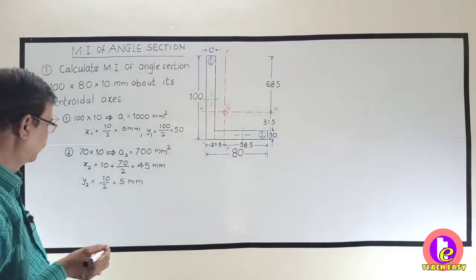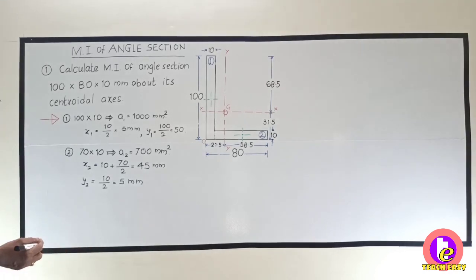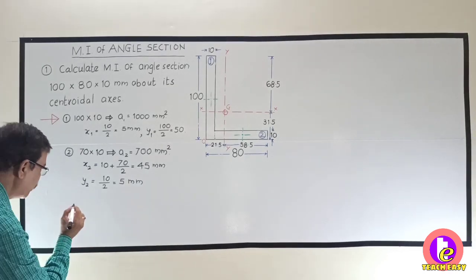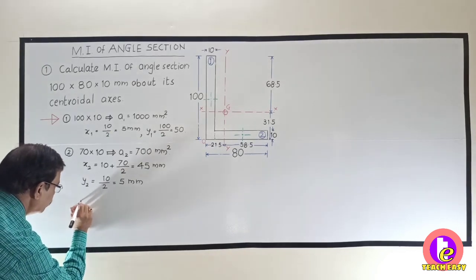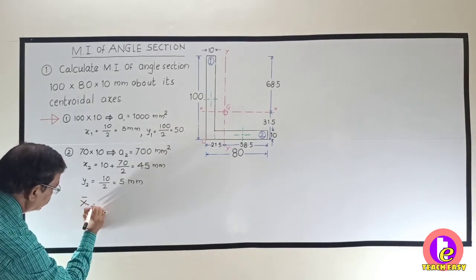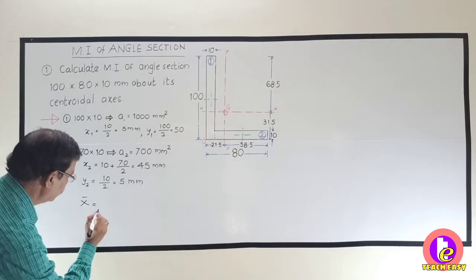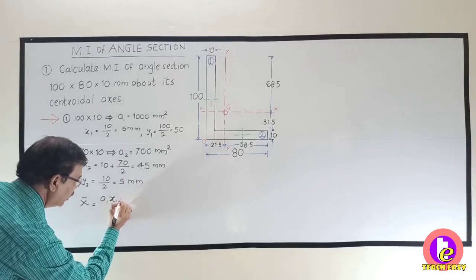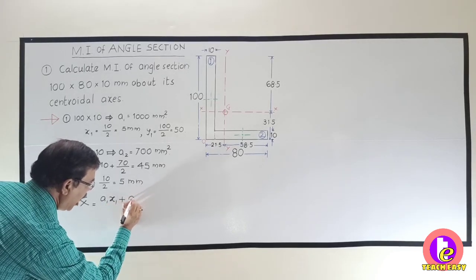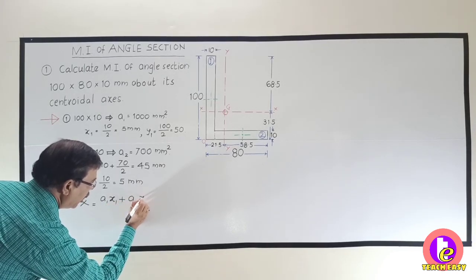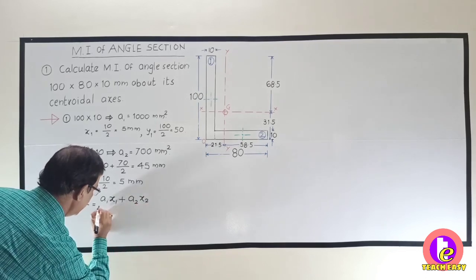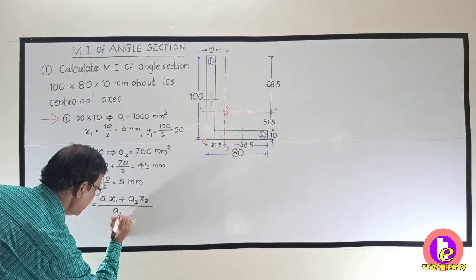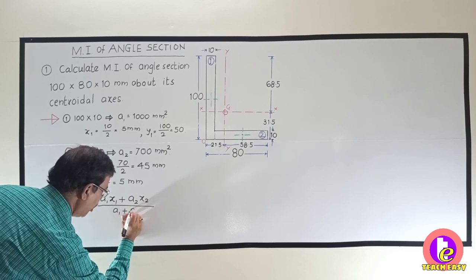Now we will calculate x bar and y bar. What is the formula for x bar? X bar is equal to A1 x1 plus A2 x2 divided by A1 plus A2.